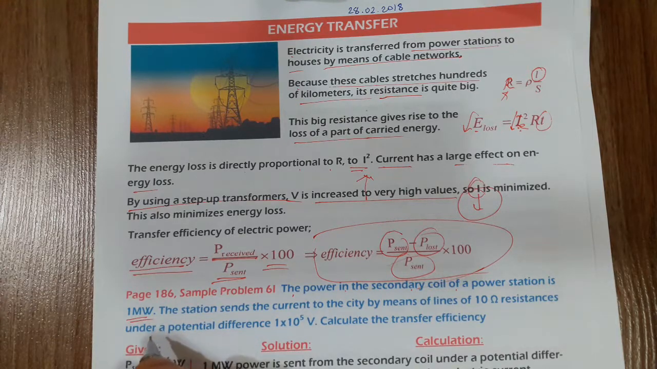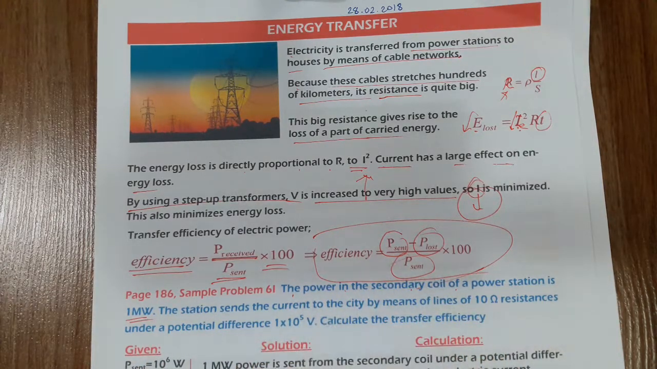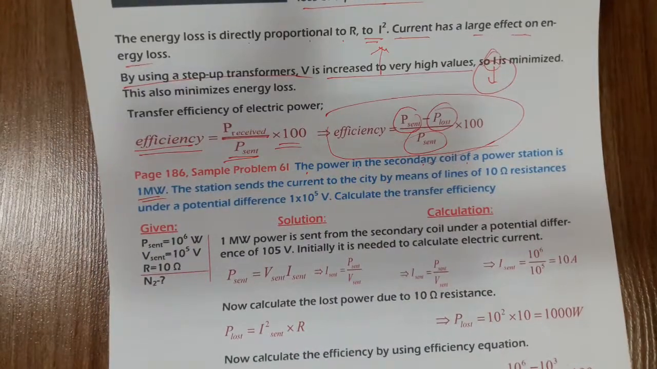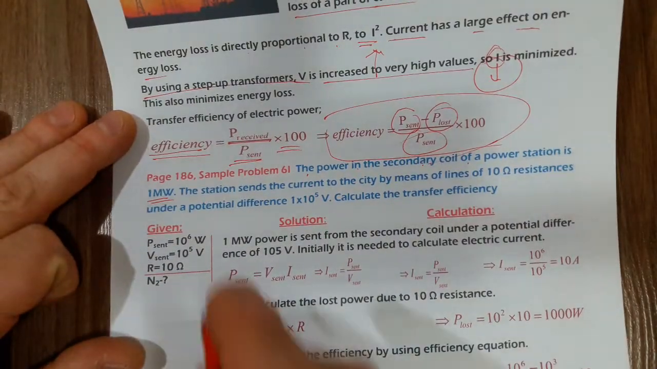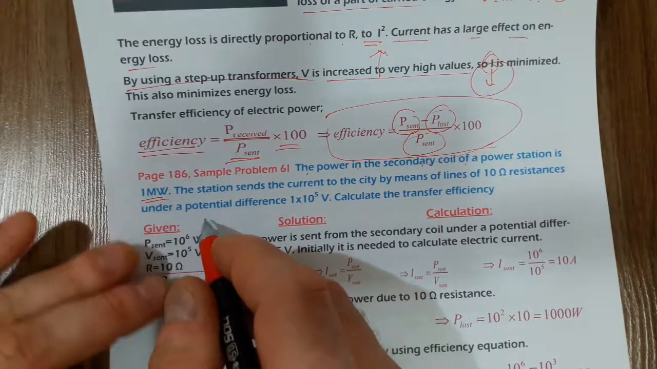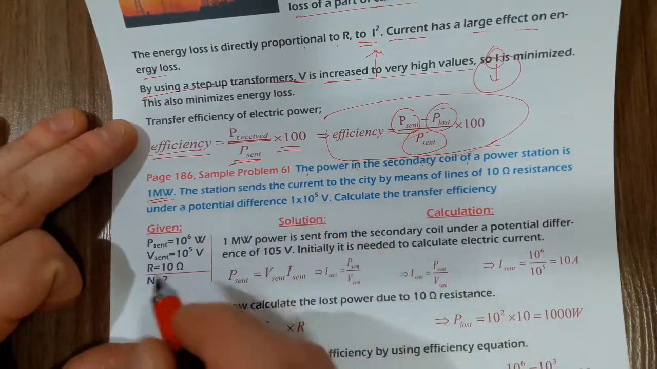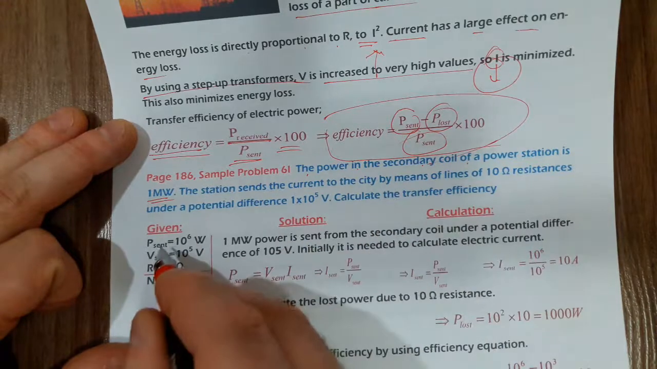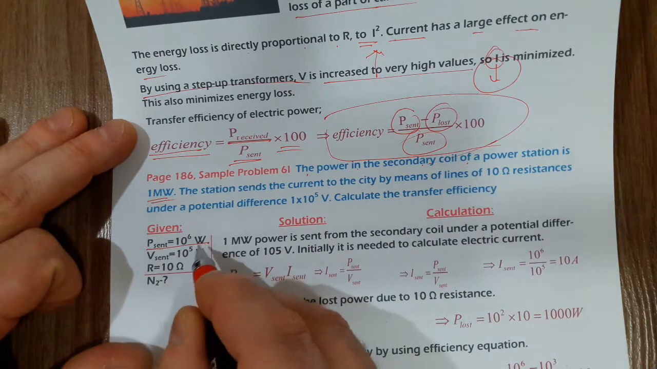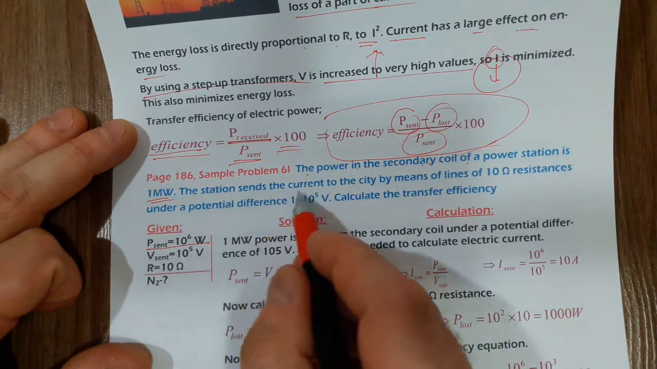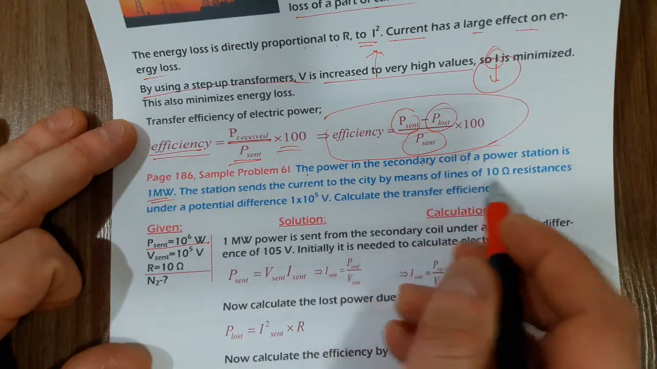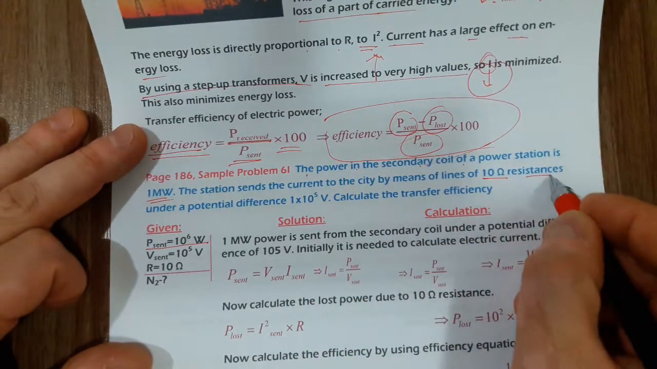It's a simple problem. The power in the secondary coil of a power station is 1 megawatt. In the secondary coil and primary coil, these powers are almost equal, remember. In reality it's not exactly, but it's almost the same, similar to the ideal system. So power sent is equal to 1 megawatt, which is equal to 10^6 watts.